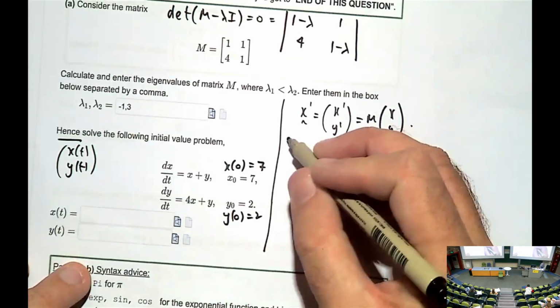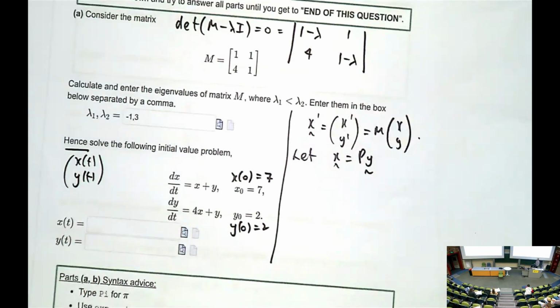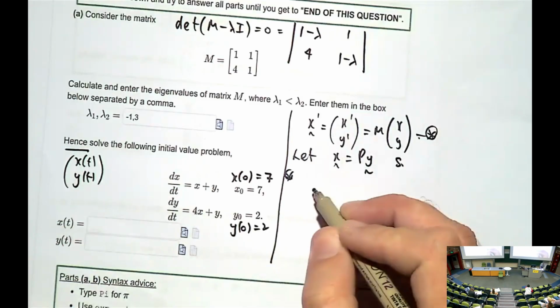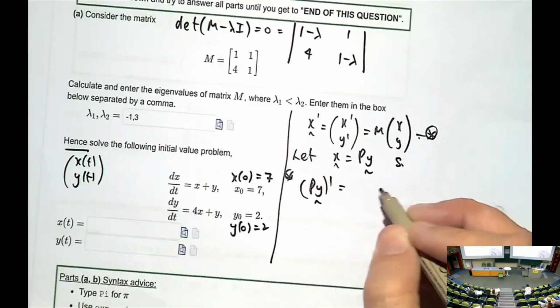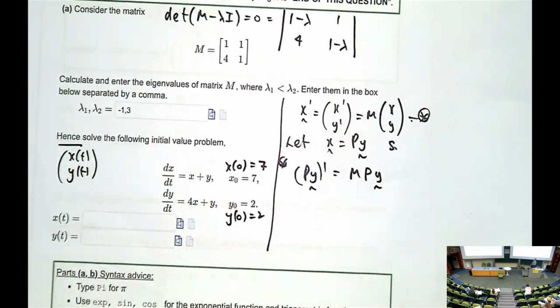I'm going to make a substitution. So my vector function x is going to be the product of some matrix P with some other vector function y. And I'm going to substitute it into both sides of this equation. So P y dash equals M times P y. Now, P is a constant matrix, M is a constant matrix, so when you differentiate here, you're going to get P times y dash.